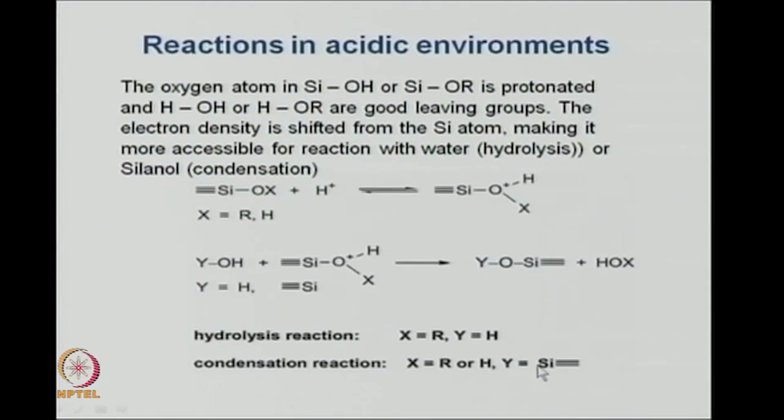So, if your Y can be silicon, like this, you will have silicon oxygen silicon, which is a siloxane moiety. So, the first step in an acidic environment is the protonation, and the second step is the condensation, where the water or alcoholic group will leave, leaving you behind a chain of silicon oxygen silicon, which is the siloxane linkage. So, from two independent silicon containing molecules, you get one new molecule where two silicons are bridged with an oxygen. So, this is a condensation reaction.